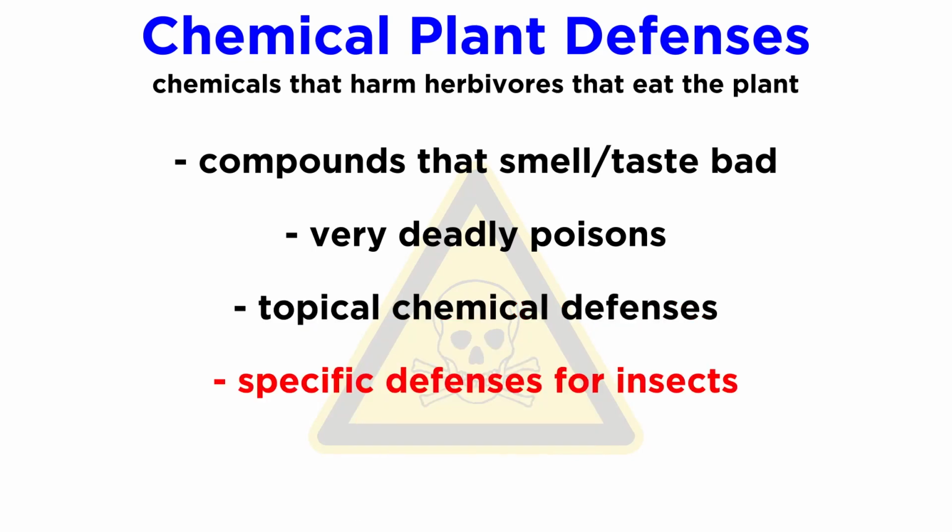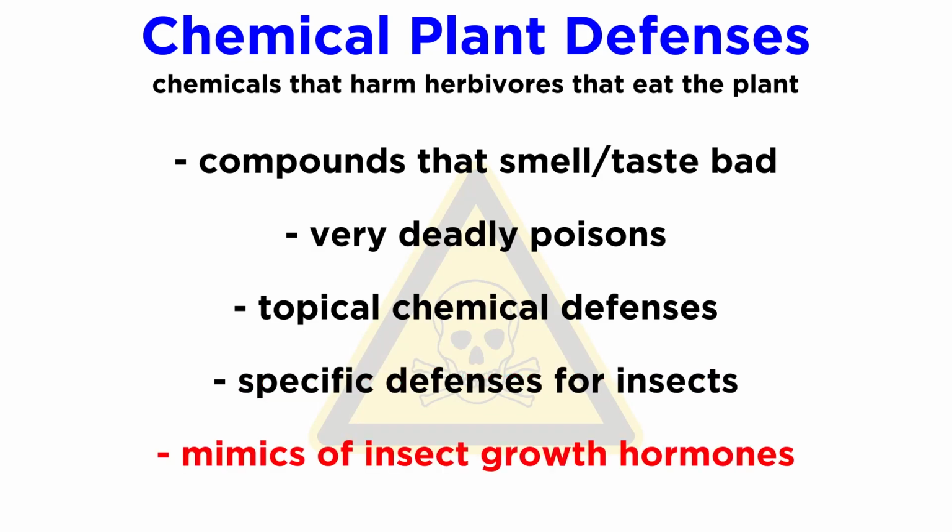And again, plants have a special set of chemical defenses for dealing with insects. On top of taste deterrents and toxins, some plants also produce chemical compounds that mimic insect growth hormones. If an insect consumes too much of these hormone mimics, it can be prevented from changing to its next life stage or reproducing.